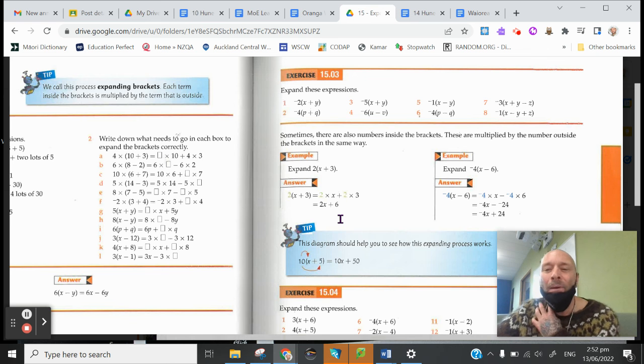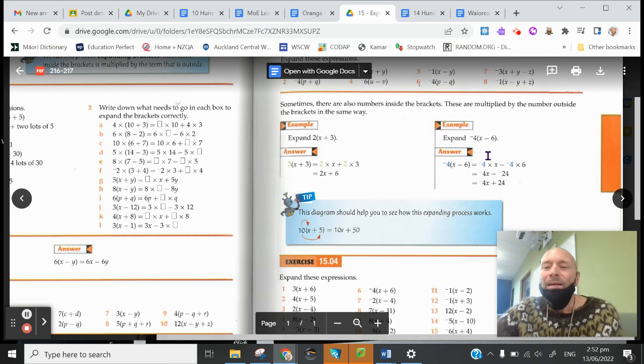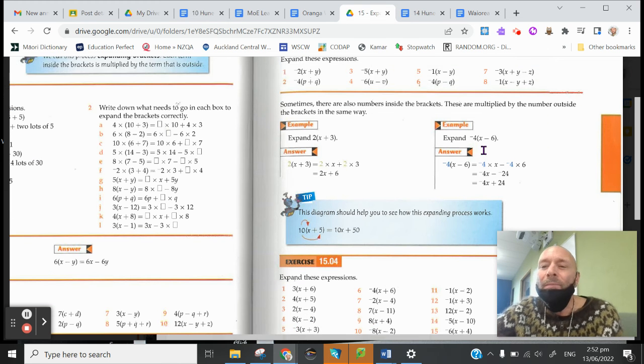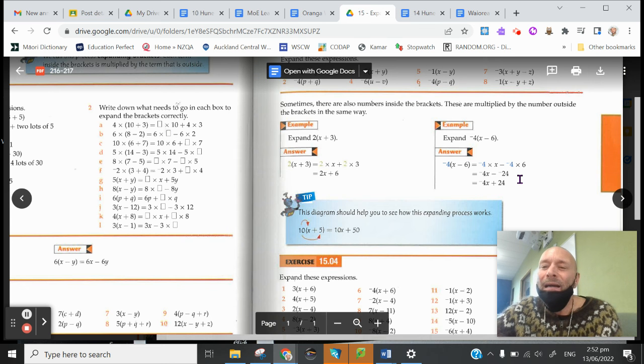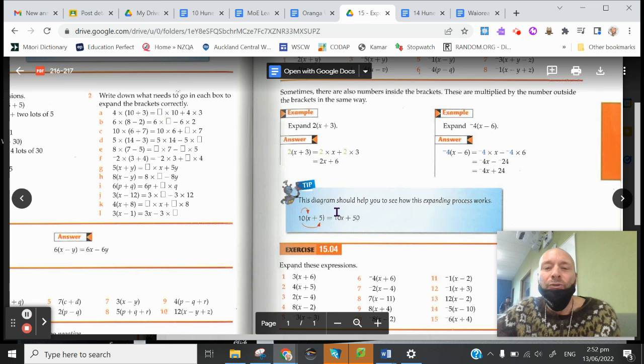Let's try one that has some negatives in there as well. So we have negative 4 times the quantity x minus 6. When you see brackets, that means that everything inside the brackets is multiplied by what's before the brackets. So negative 4 times x, right there, negative 4x. And then negative 4 times negative 6, and a negative times a negative is a positive. Negative 4x plus 24.